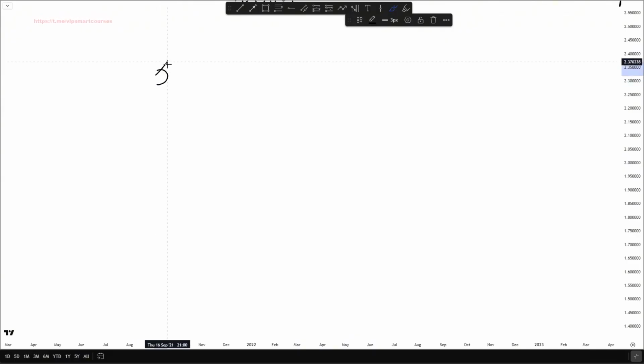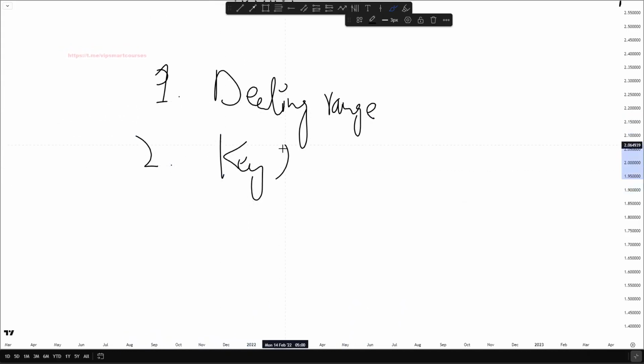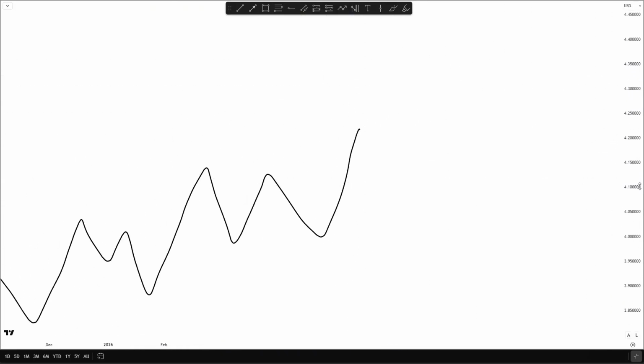And we do that using two steps. First of all, defining the most recent and the most relevant dealing range. Then identifying appropriate key levels within that dealing range that price can use as a catalyst for the expansion swing that we are expecting price to have. So in this example, our first objective is to define the most active and the most recent and relevant dealing range, which in this case would be here.